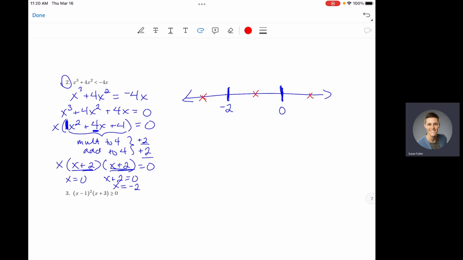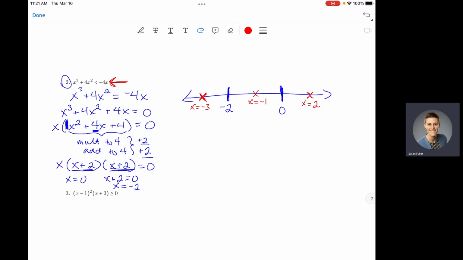So a number that's over here to the left of -2, that's less than -2, I'm going to pick x equals -3. Here in the middle, I'm going to pick x equals -1. That's between -2 and 0. And here on the right, I'm going to pick x equals 2. And so now we just need to take each of our test values and we are going to test them in the original inequality to see if they work.